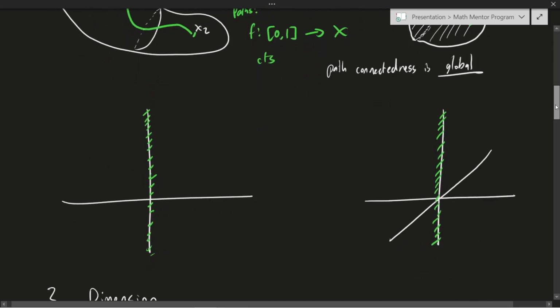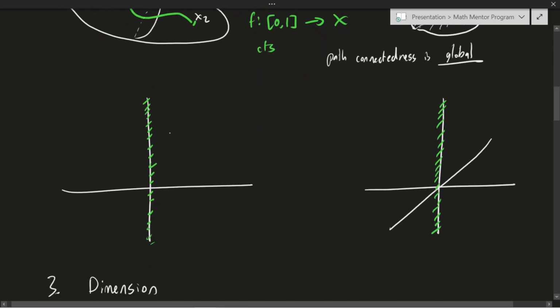This is illustrated a little bit better in this next example here, where I've just taken the 2D plane and I've deleted this y-axis. Now this again is not path connected for the exact same reason. It's not path connected because if I take any 2 points here, I will be unable to bridge over this gap, right? There's no way I could go through it.